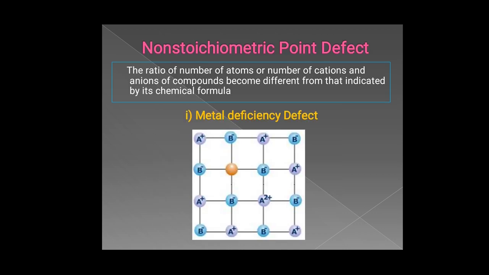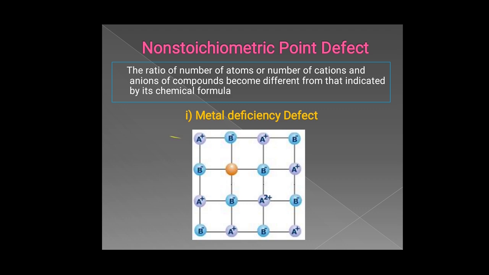Next, the third type is the non-stoichiometric point defect, which is just the opposite of the stoichiometric defect. Here the ratio of the number of atoms, or the number of cations and anions of the compound, becomes different from that indicated by its chemical formula. In the stoichiometric defect, the stoichiometry, that is the ratio of cation and anion, remains the same, while in the non-stoichiometric point defect the ratio of cation and anion is disturbed.